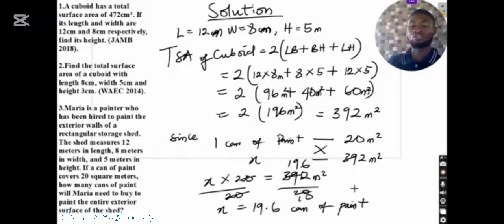You can pause the video, check again, learn it, get the formula, solve more questions, and make sure that you have rigid knowledge of total surface area of a cuboid.